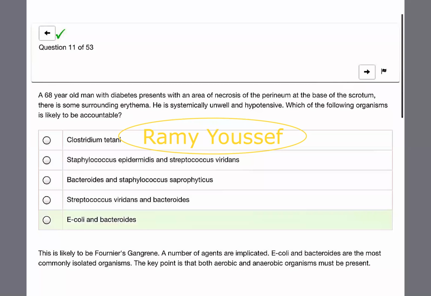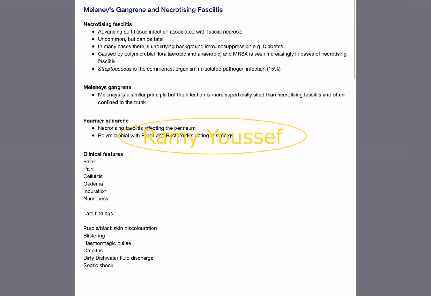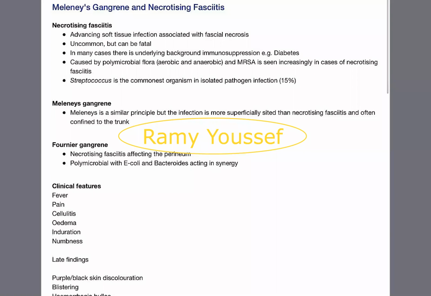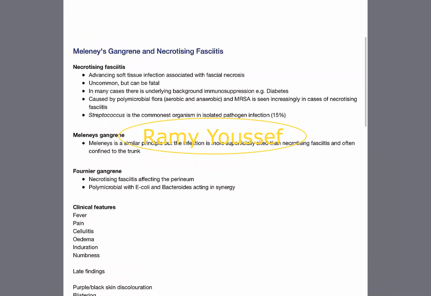But here, necrotizing fasciitis, Fournier gangrene or Meleney gangrene, you will find E. coli and bacteroides are the most commonly isolated organisms in this case. Here it is talking about necrotizing fasciitis. Fournier gangrene is for the perineum. Meleney gangrene is similar, but it's mainly in the trunk. It is not written here. Here also Streptococcus and necrotizing fasciitis. Streptococcus is the commonest organism isolated in necrotizing fasciitis. Clear? Yeah, it's okay.